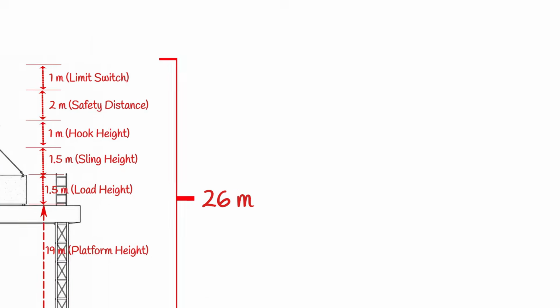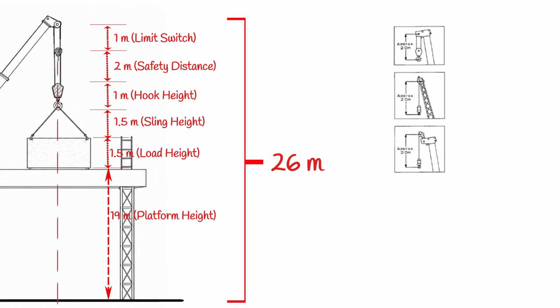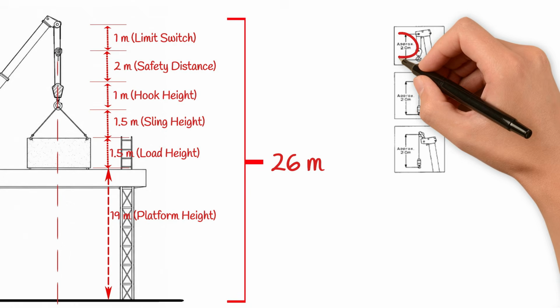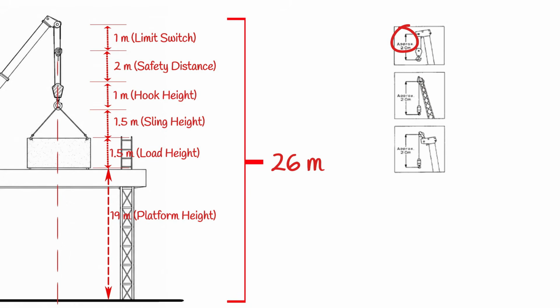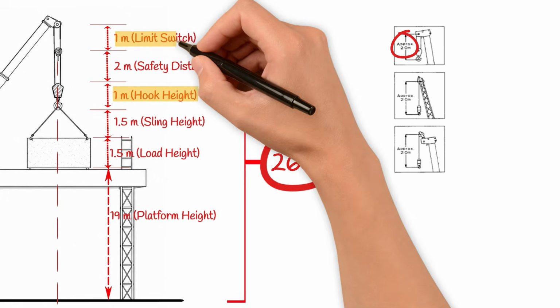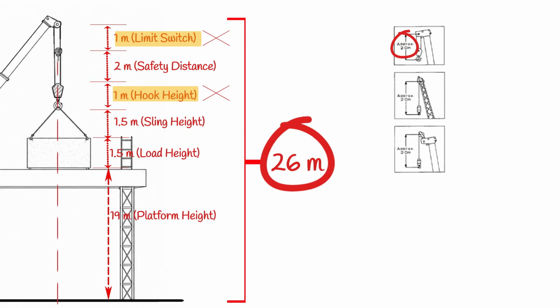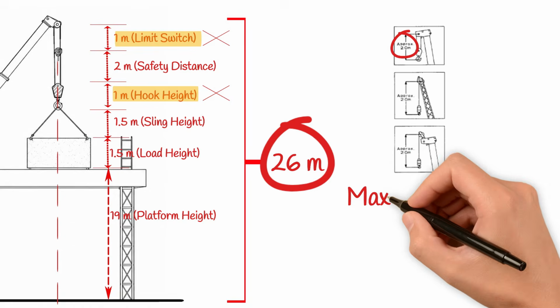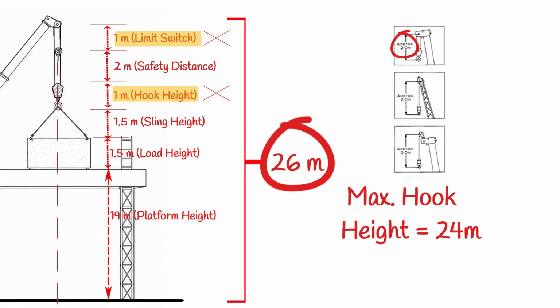To obtain the maximum hook height, we must subtract the hook height and the anti-two block clearance from the total vertical height. That is 26 meters minus 1 meter for the hook height minus 1 meter for the anti-two block clearance. This gives us a required hook height of 24 meters.